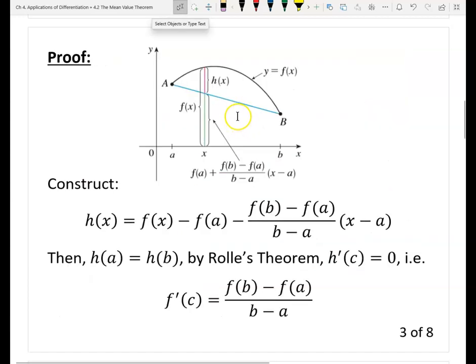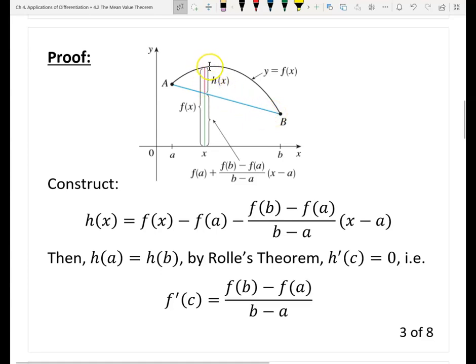To prove the mean value theorem, we need Rolle's theorem. However, the last condition does not hold for Rolle's theorem because f has different values at the endpoints. So all we need to do is modify the function, or construct a new function so that the new function satisfies the last condition, which means the new function has the same value on both sides. Where is that modification?